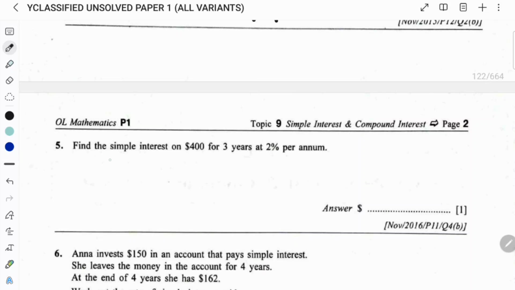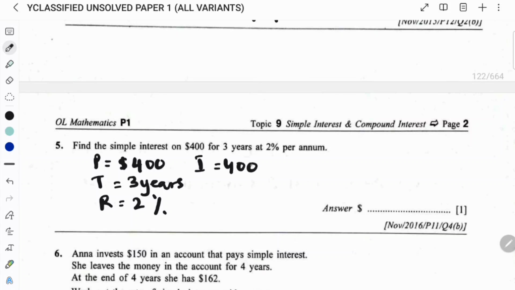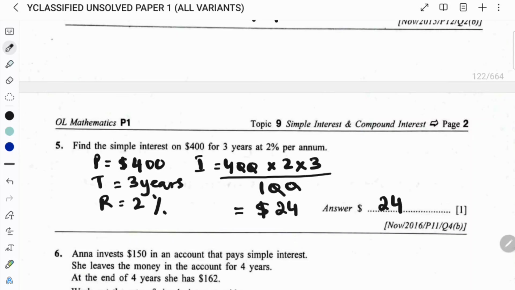So $400 is the principal, the time is 3 years, and 2% per annum means the rate is 2%. They're asking you to find the simple interest. I equals P R T, R is 2 and T is 3, upon 100. Cancel zeros. 4 twos are 8. 8 threes are 24. So $24 is the extra amount.